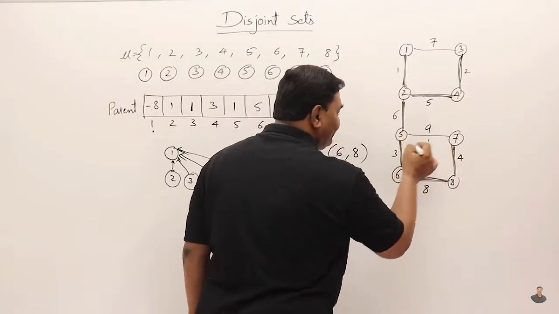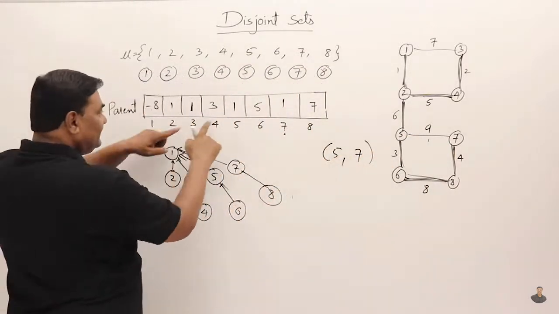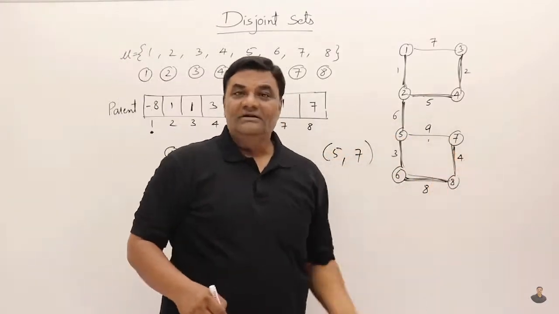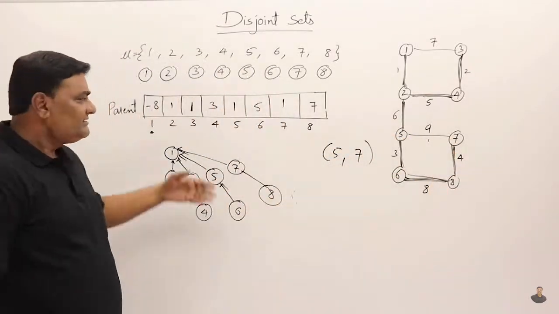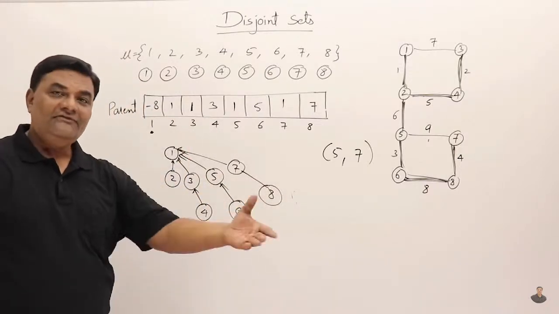This is included. Now 9th one, if I try to include 5 and 7. Find 5, parent is 1. Find 7, parent is 1. Look at here. 5, 1 only. 7, 1 only. So for both of them, parent is 1. So inclusion of 9 will form a cycle. So this is how a simple array of values is sufficient for finding whether there is a cycle or not with the help of find and union operation.